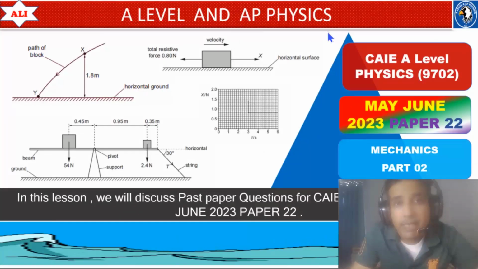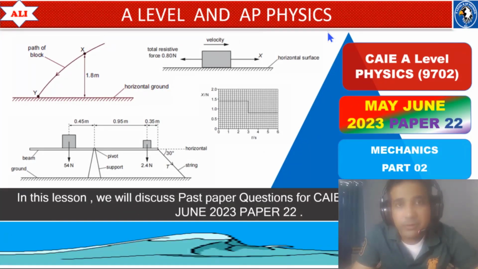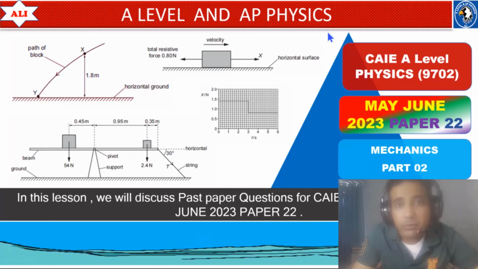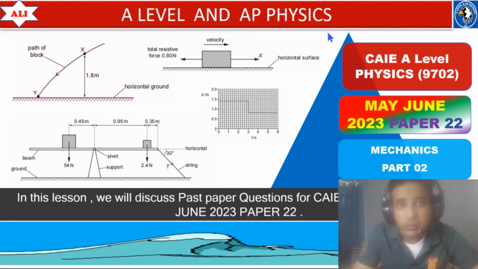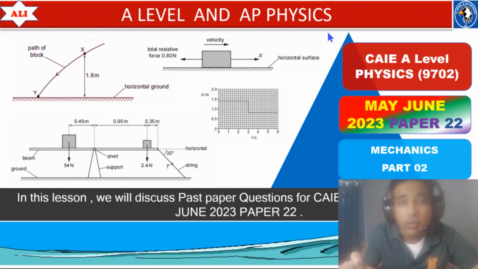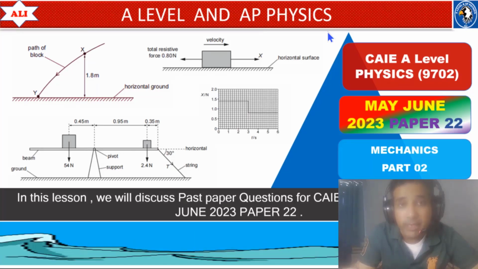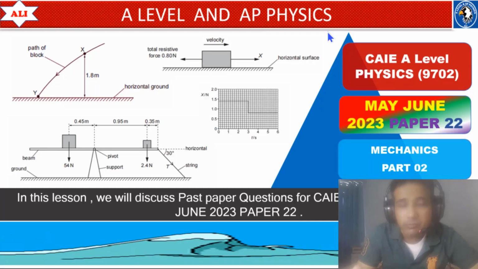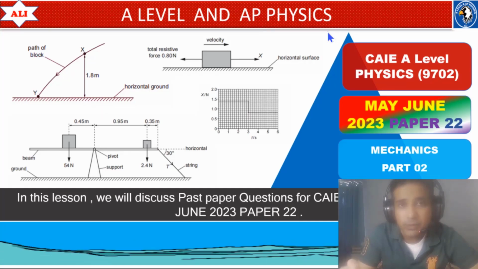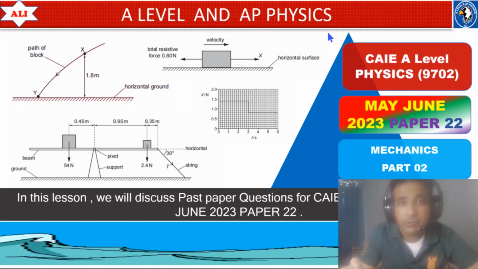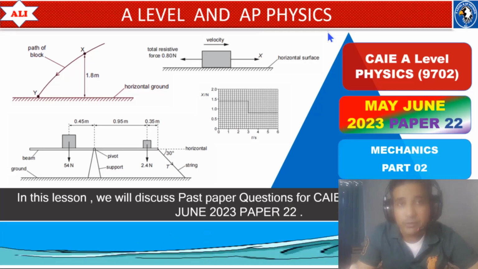Welcome to A-Level and AP Physics. In today's lesson, we will discuss past paper questions from May-June 2023, Paper 2, Variant 2. In this lesson, we will try to cover all the remaining questions about mechanics from this paper. And we will discuss these questions in detail so you can improve your conceptual understanding of AS Physics, and also you can have a better understanding of these questions.